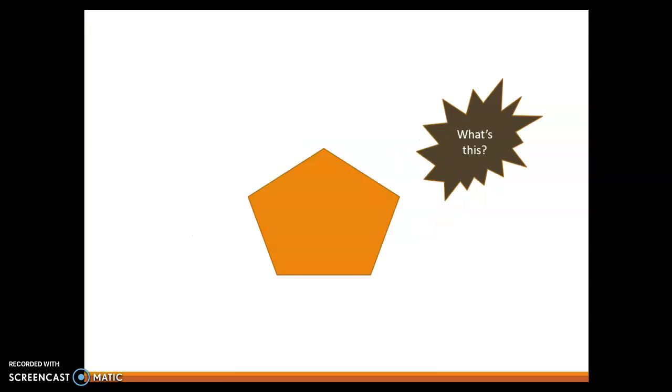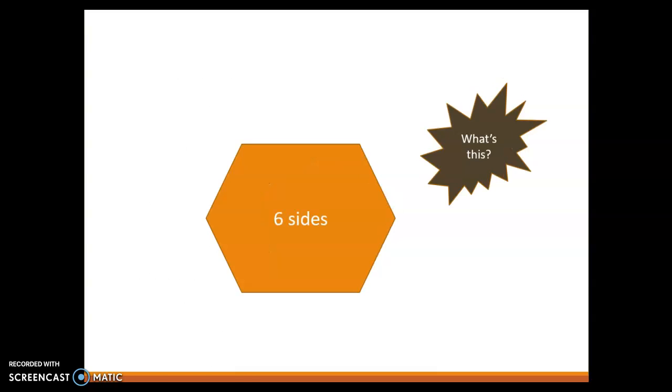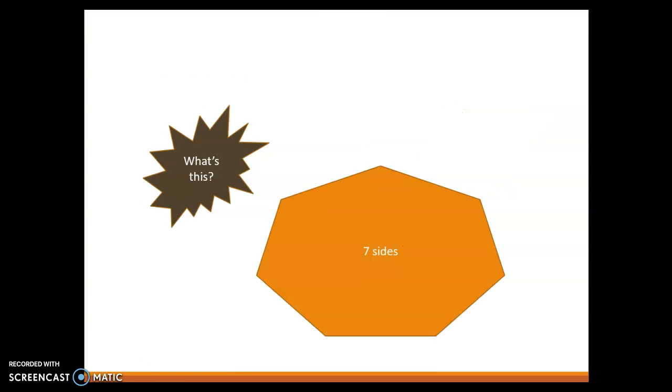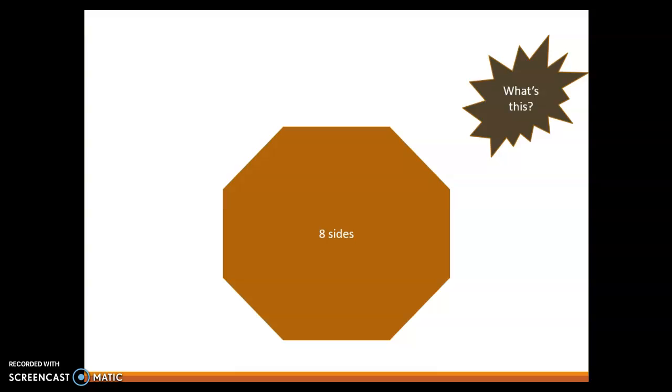Now what about a five-sided polygon? Hopefully you knew that was the pentagon. A six-sided polygon is a hexagon. A seven-sided polygon is a heptagon. An eight-sided polygon is an octagon. And if you've never paid attention to our roots beforehand, you should know that octa means eight, like octopus or octogenarian. Those are words that have a root or have something to do with the number 8.